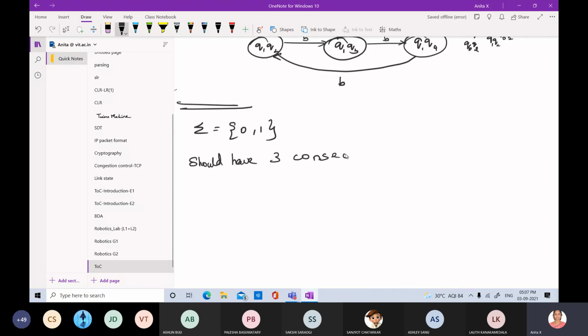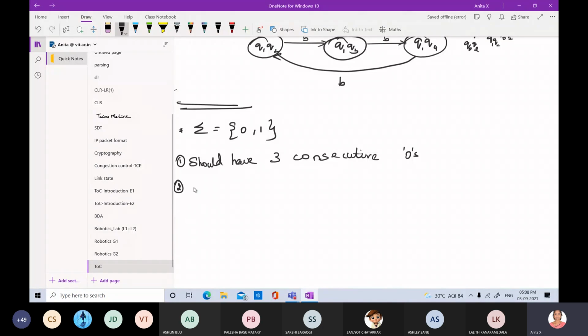Sorry, should have 3 consecutive zeros. So please make a note. You are going to design the automata which accepts the language, strings of language that have 3 consecutive zeros. So all the strings in that language will have 3 consecutive zeros. So this is going to be question number 1.